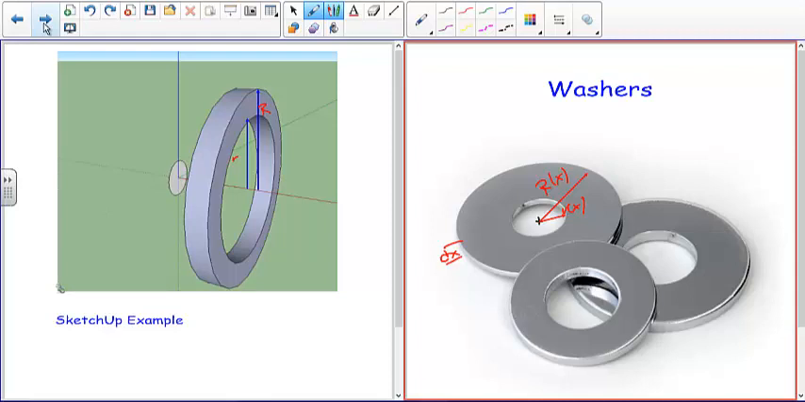Washers are used when you have a bolted connection of some sort. A bolt is a rod with threads in it, and you want to tighten something down. Then these are used for spreading out the load when you take a nut and a bolt and you're tightening the nut down. You want this for two reasons.